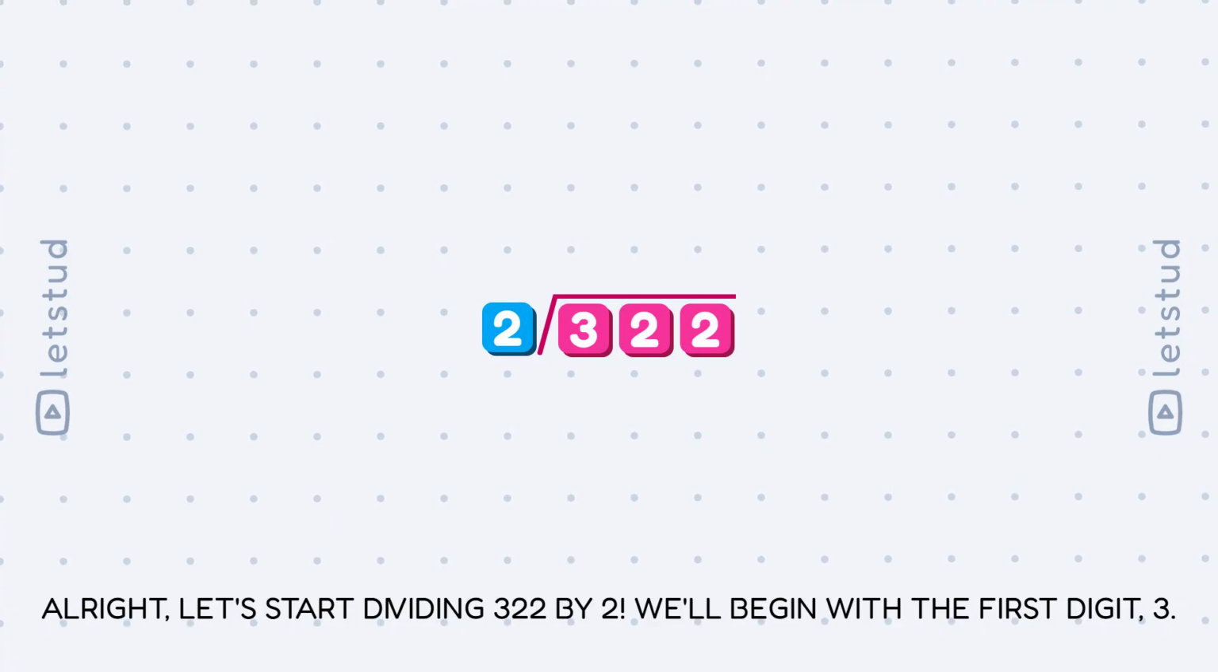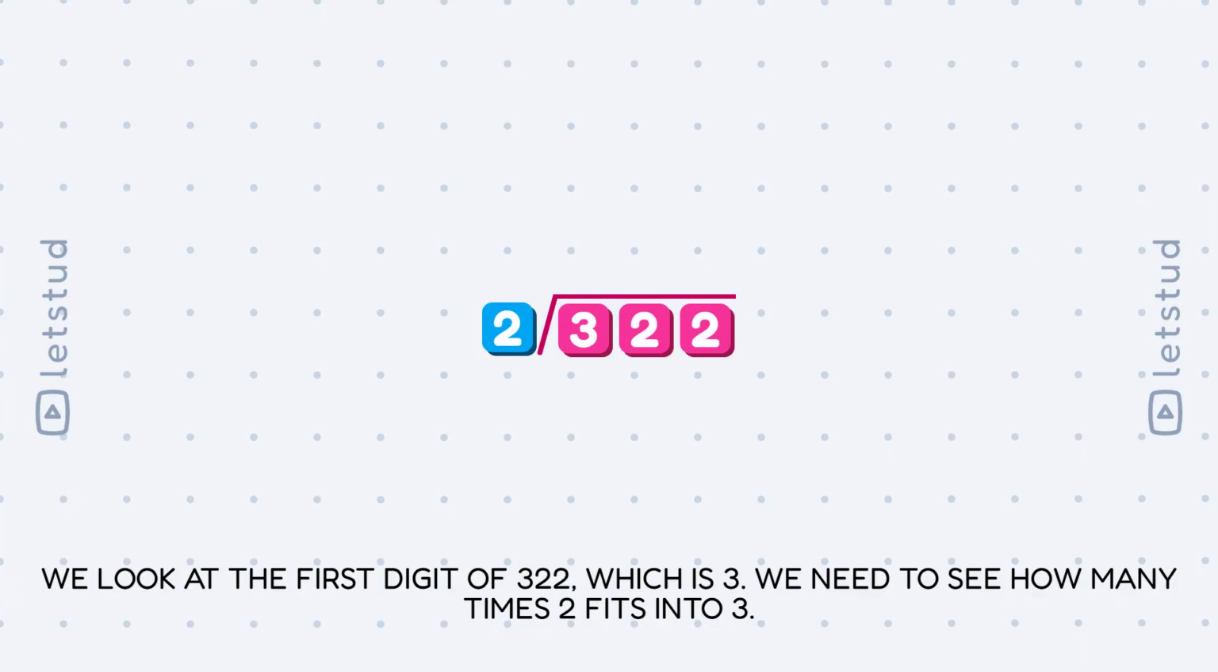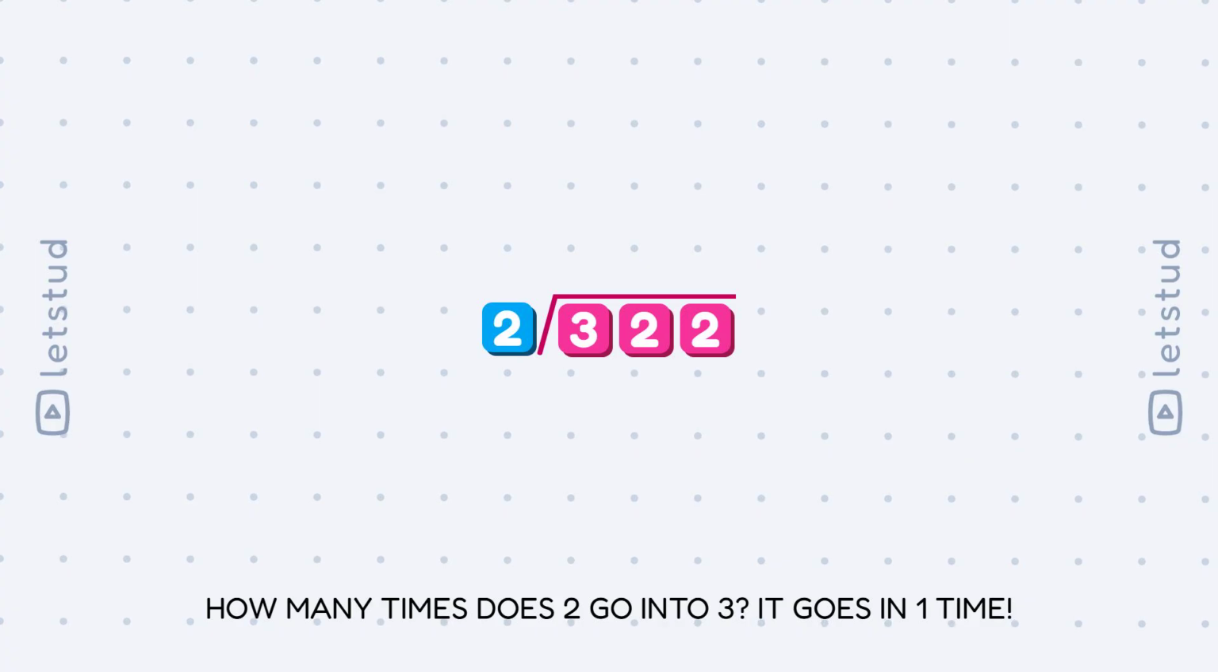Alright, let's start dividing 322 by 2. We'll begin with the first digit, 3. We look at the first digit of 322, which is 3. We need to see how many times 2 fits into 3. How many times does 2 go into 3? It goes in 1 time.